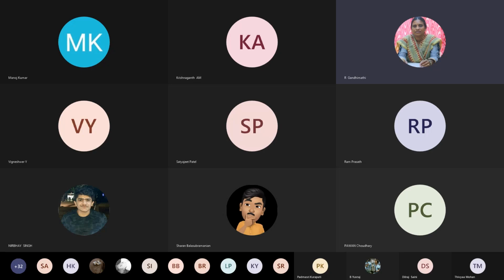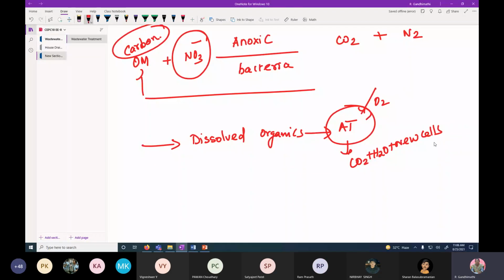Products are like carbon dioxide, water plus new cells. Now you just imagine that these are the biosolids. In the aeration tank, you can see two things. One is the liquid treated effluent. Then in addition to that, you can see the suspended biomass, or we can say suspended solids.